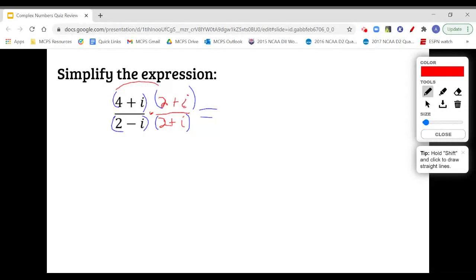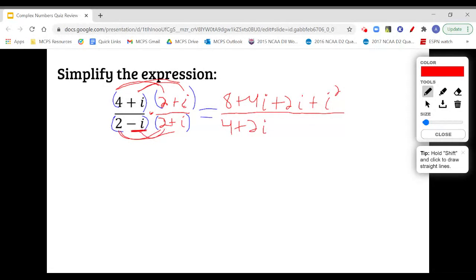So I'm going to start with the numerator. I'm going to distribute 4 to 2 and 4 to I. And then I'm going to distribute I to 2 and I to I. Okay. And then I go ahead and multiply those 2 binomials in the denominator. Again, I'm going to distribute 2 to 2 and I. And then I'm going to distribute a negative I to 2 and I. So that gives me negative 2I and negative I squared.